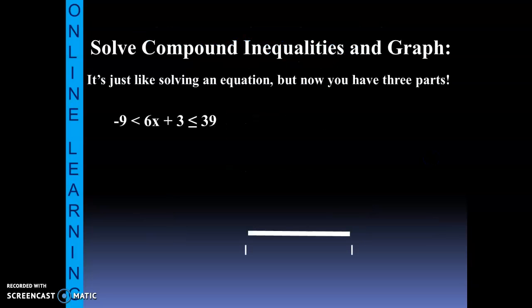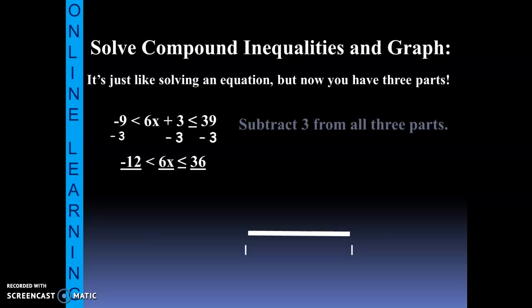Okay, looks like I made a problem here with the animation, so I'll have to just sort of muddle through this one. You'll see it's a hint of the final answer. I'm going to subtract 3 from all parts of the inequality to get the 6x by itself. Divide all three of these parts by 6 to isolate the x. And it's going to be x is greater than negative 2, x is less than or equal to 6.